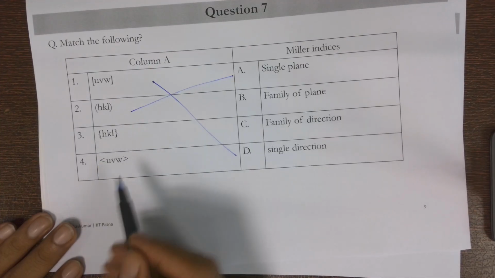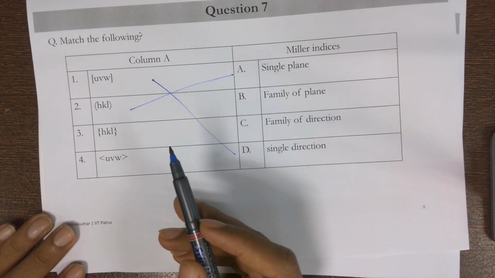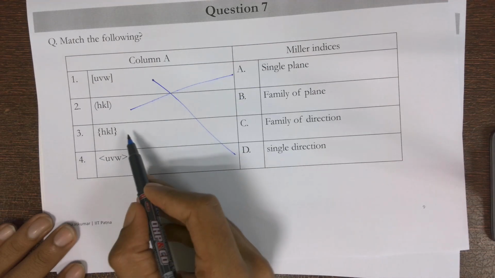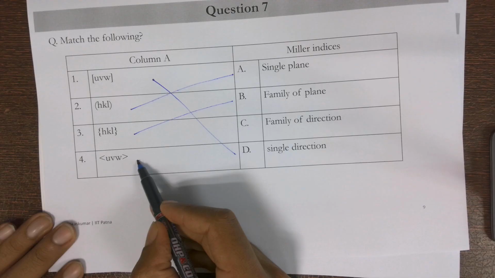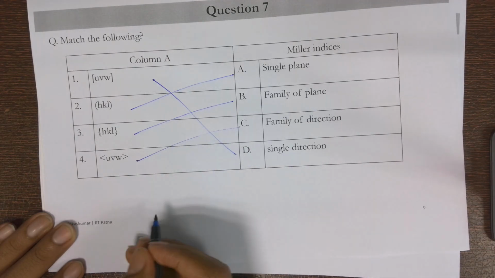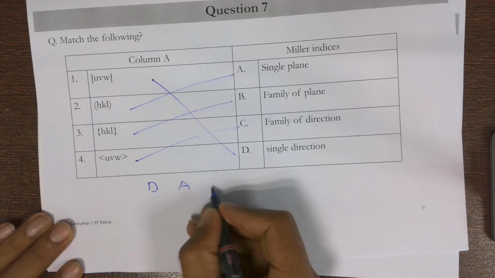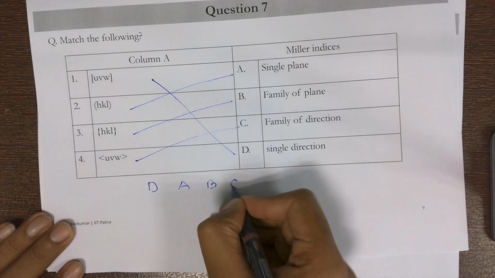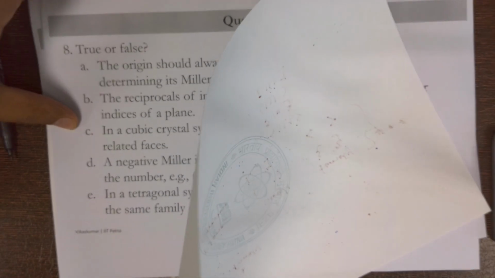Third one, HKL. When you told that, it's option B, family of planes. And UVW at the end, we got that it's a family of directions. Great. So the right answer is D, A, B, and C. Great. Okay, now we can move ahead to the next part, question number 8.